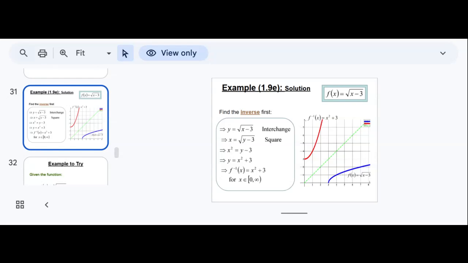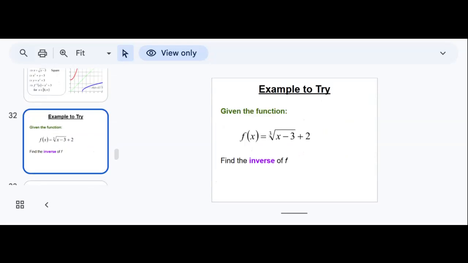It will be x squared plus 3, right? Which one is the original one? The blue one is the original, and this is the inverse, okay? Is this clear?